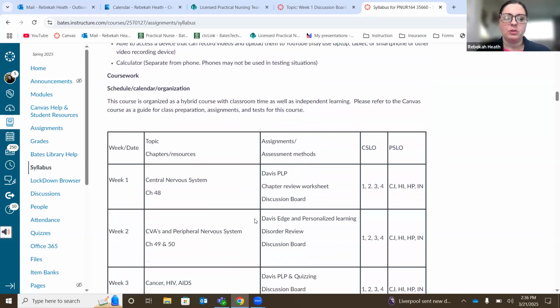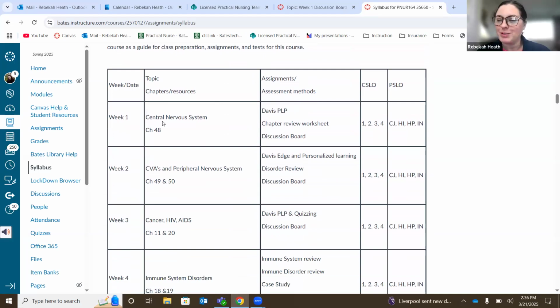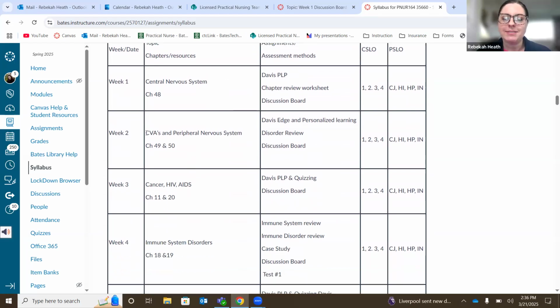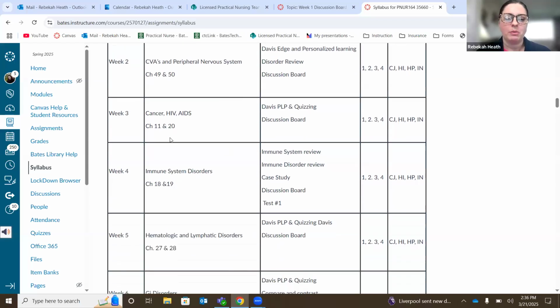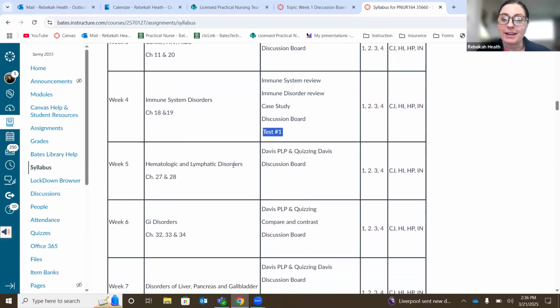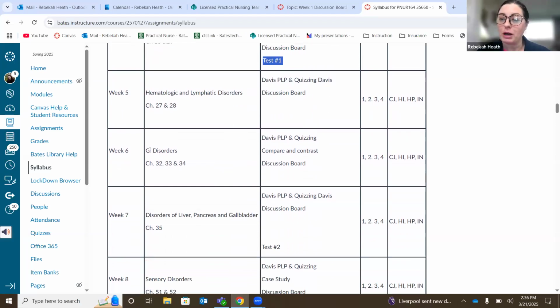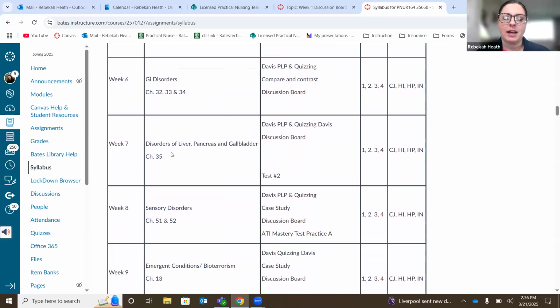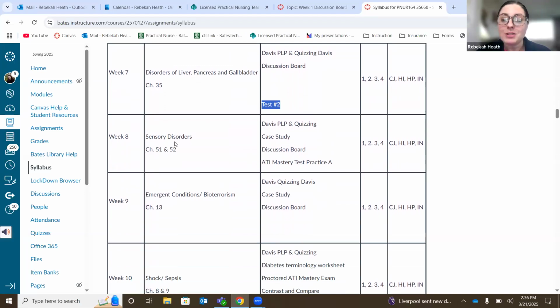I'm going to move down to our week by weeks. We're going to start off strong, weeks 1 and 2, talking about the nervous system. First, the central nervous system, and then CVA or cerebral vascular accidents and peripheral nervous system. Then we're going to move into cancer, HIV, and AIDS, then immune system disorders. Week 4 is also when you're going to have your first test. Week 5 is hematologic and lymphatic disorders. Week 6 is GI, both upper and lower disorders. Week 7 is disorders of liver, pancreas, and gallbladder, and that's also where you're going to have test number 2. Week 8 will be our sensory disorders, so think eyes, ears, nose, all that stuff.